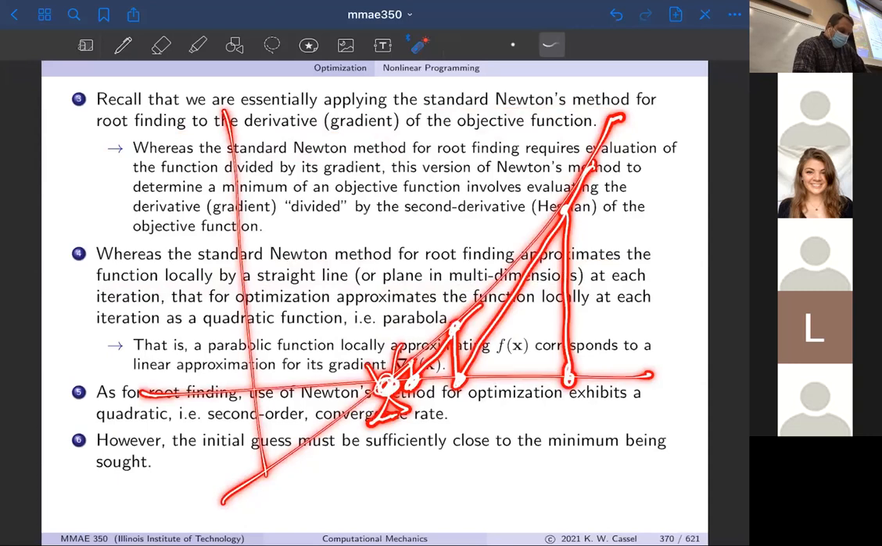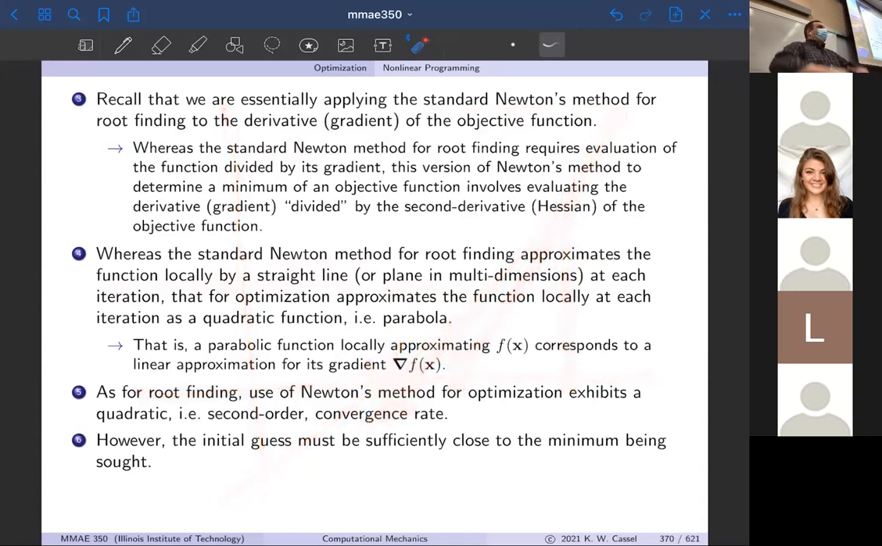And so you're basically approximating the function at each iteration as if it was a straight line. Now, by upgrading by one derivative, the straight line becomes a quadratic, becomes a parabola. So we're approximating f of x as if it's a parabola at each location. Sorry, at each iteration.